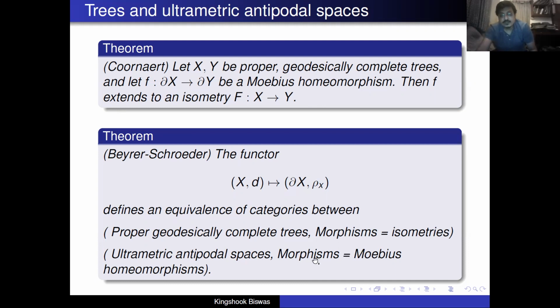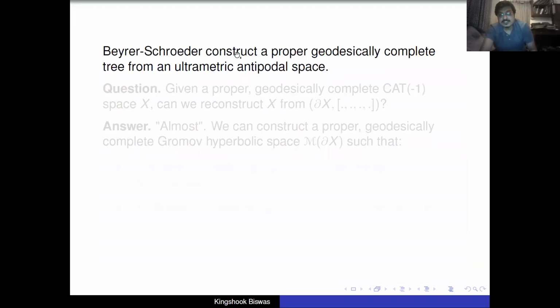Okay. So to prove this, what Barer and Schroeder did, they constructed a proper geodesically complete tree from an ultrametric antipodal space.